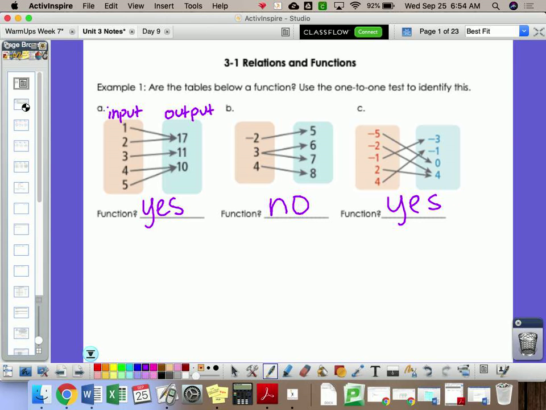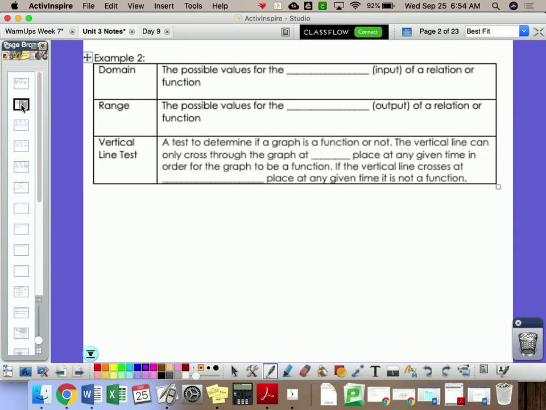Okay, looking at the next slide, we have some vocabulary words we need to address first. So domain is the possible values for the x-axis, or the input of the relation or function. Range has to deal with the y-axis. So domain is x and range is y.